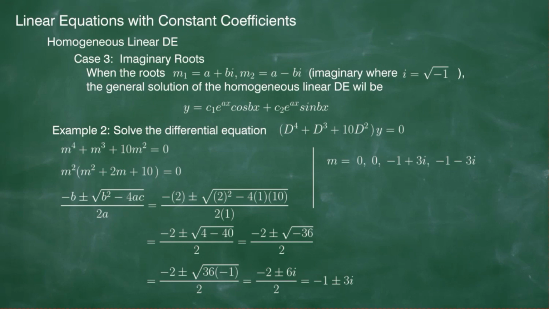So the roots are 0 and 0 for m squared, and negative 1 plus 3i and negative 1 minus 3i. So the general solution is y equals c sub 1 plus c sub 2 x. We don't have e here because e will be raised to the power of 0, which is just 1. So you have c1 plus c sub 2 x plus c sub 3 times e to the negative x times cosine of 3x plus c sub 4 times e to the negative x times sine of 3x.